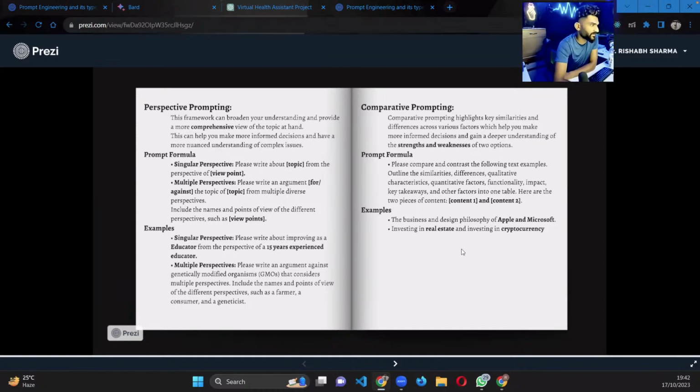Okay, no problem. Let's move ahead. Let's continue on this only. So we have perspective prompting and comparative prompting, right? So what is perspective prompting first of all? Perspective prompting means from whose perspective, right?